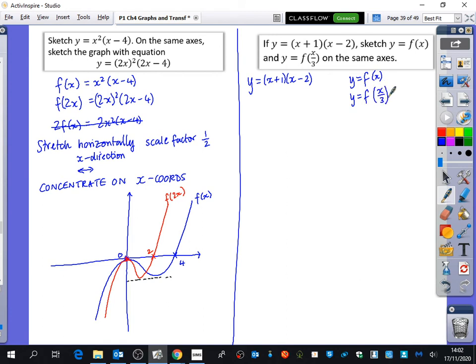Now, they haven't asked us to write down what f of x over 3 is, but sometimes the exercises do that. F of x over 3 would be, instead of there being an x, it would be x over 3 plus 1, and it would be x over 3 minus 2. That's actually what we're going to be sketching. We've replaced the input values. Instead of them being x, we've replaced them with x over 3. And now I'm going to think about what this will look like as a transformation.